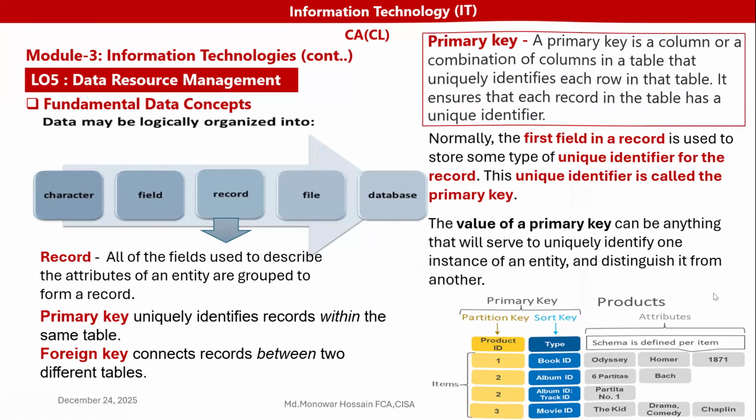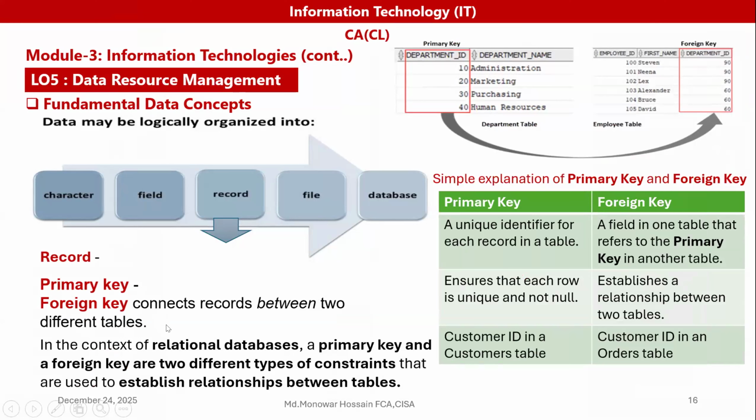If we go for the foreign key, in the same way, a foreign key connects records between two different tables. Look here, the department ID of an organization. When this department ID connects with the employees, the employees have a specific ID, employee ID, which is the primary key for this table. And the department ID is the primary key for the department table. But when we want to link which department an employee is working in, the department primary key turns into a foreign key in the employees table.